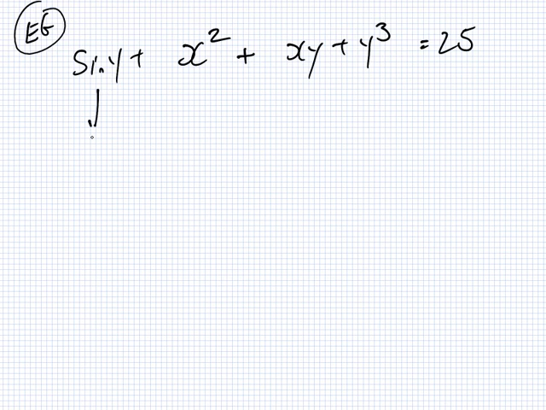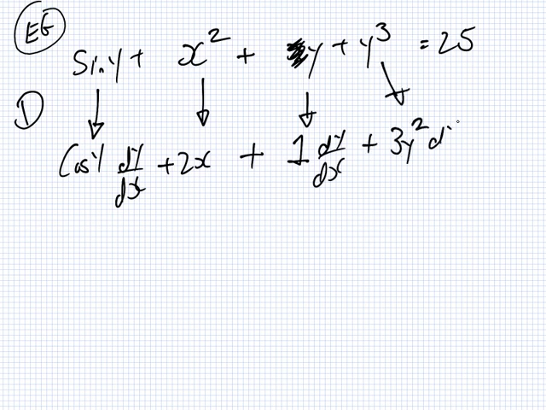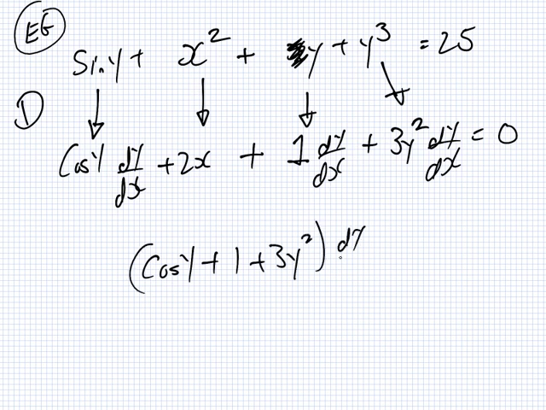So, if I have this example, let's see what would happen. What would sin y become if I differentiate? Cos y dy/dx. And what would this become? Now I'll just make that a y, just to make it a bit easier to begin with. What would that become? 1 dy/dx. Plus 3y squared dy/dx, equals zero. So you can say cos y plus 1 plus 3y squared dy/dx equals minus 2x.